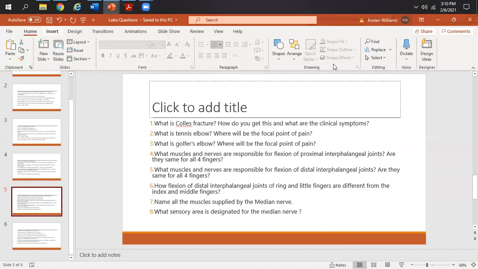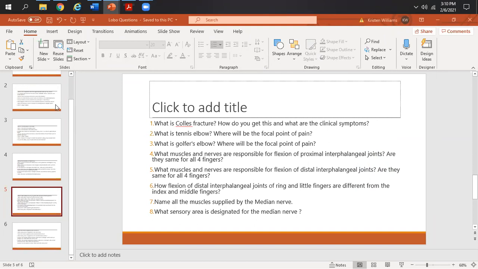Next questions. What muscles and nerves are responsible for flexion of the proximal interphalangeal PIP joints? Are they the same for all 4 fingers? What muscles and nerves are responsible for flexion of the DIPs? Are they the same for all 4 fingers?